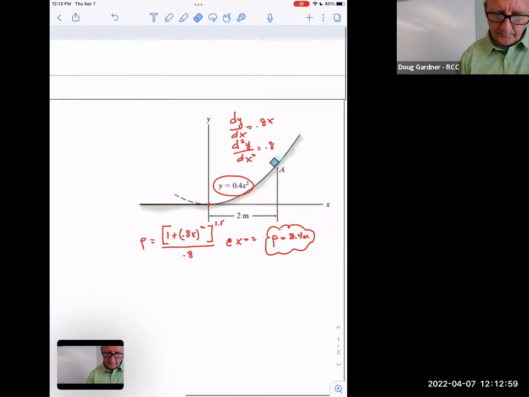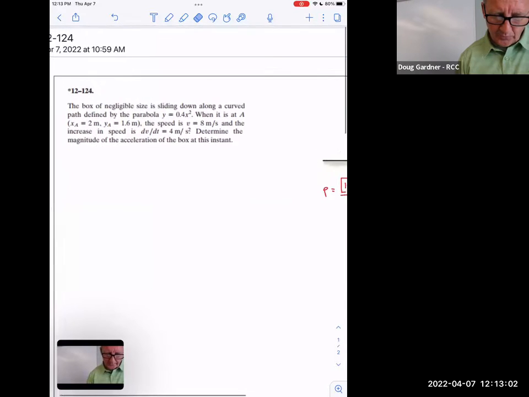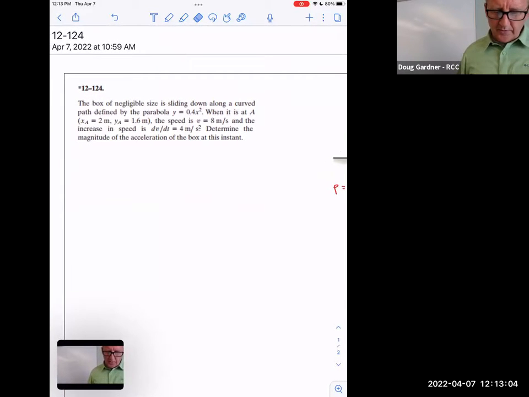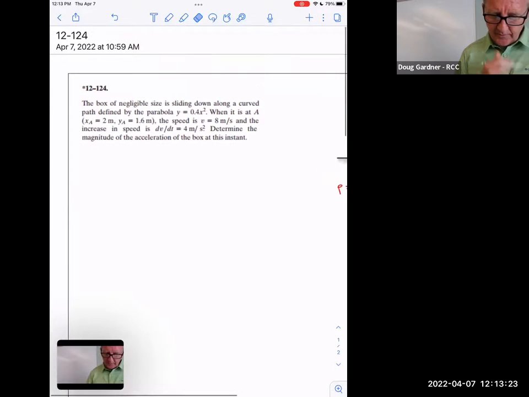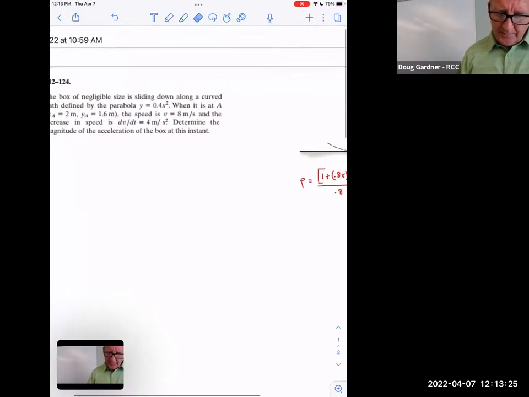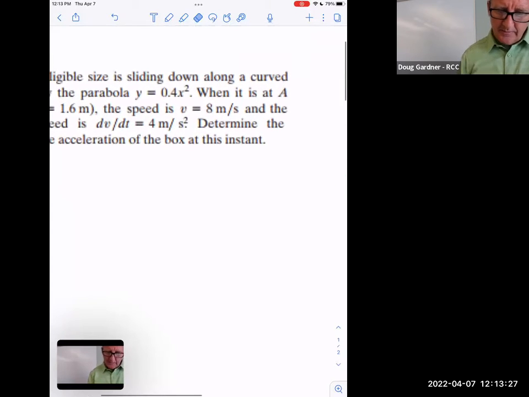Okay, cool. Maybe it's time to read the question. A box of negligible size sliding down a curved path. It tells us both x and y. We didn't need them to tell us y though, did we? Because we could have just put 2 into 0.4x squared and found y ourselves, but I'm lazy, so thank you for telling me that. Notice they tell me the speed is v equals 8 meters a second. What does that mean?